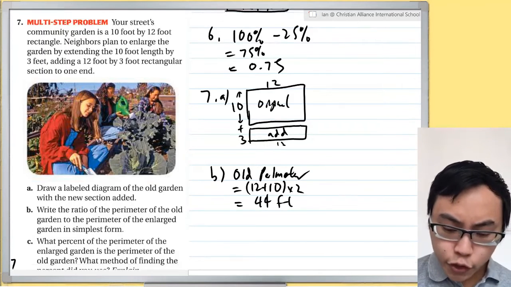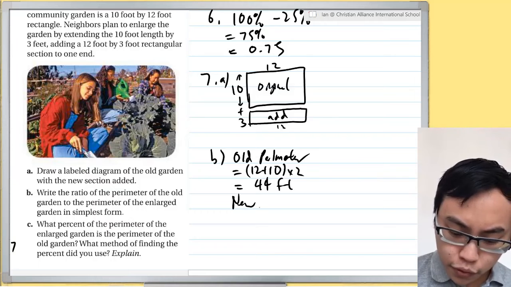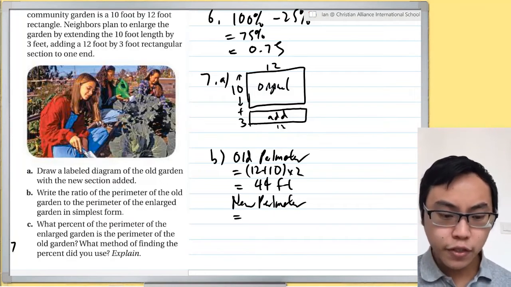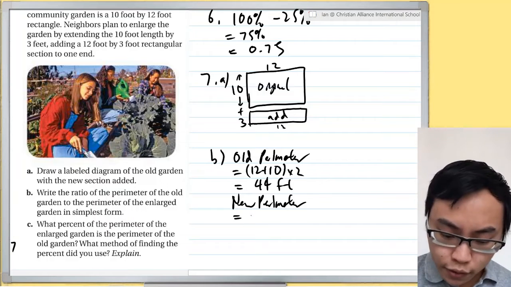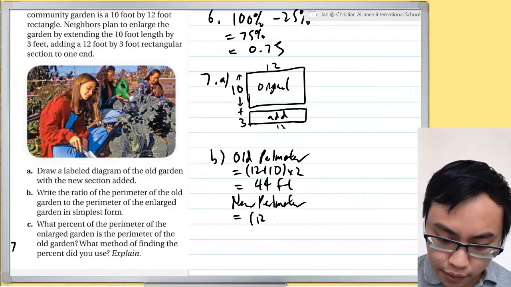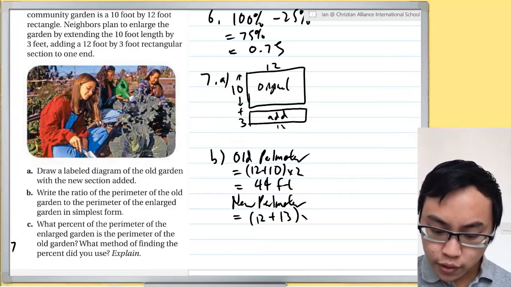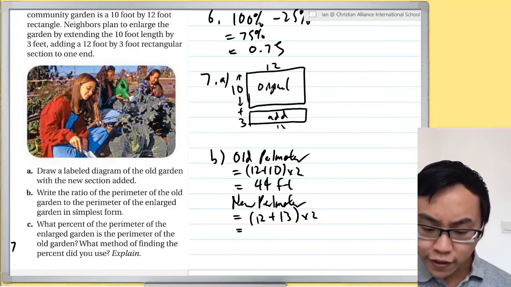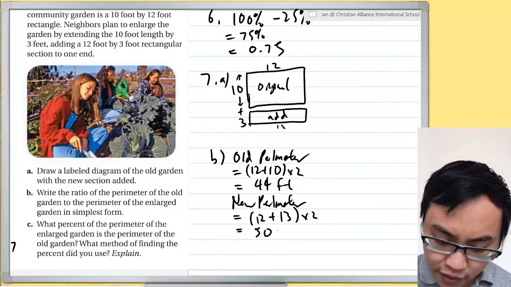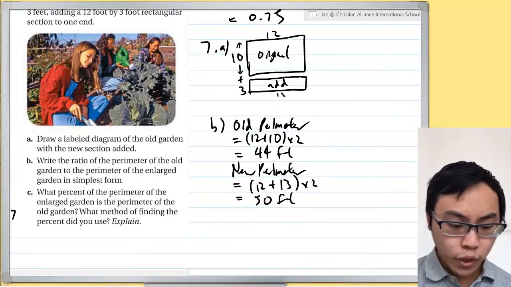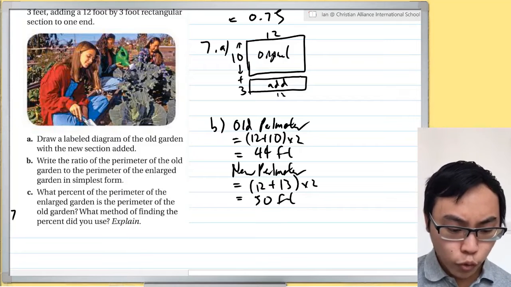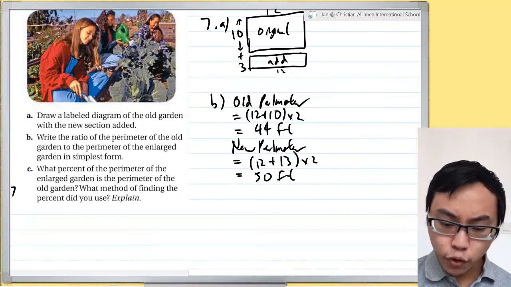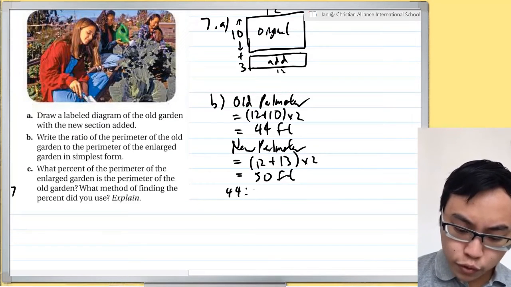And then the new perimeter will be equal to 10 plus 3. We added 3 to the 10, so the 12 stays the same, but the 10 now turns to 13, times that by 2. That's going to be 12 plus 13, which is 25, times 2, which is 50 feet. And then we want to write a ratio of the perimeter of the old to the perimeter of the new one in simplest form. That's going to be 44 to 50.